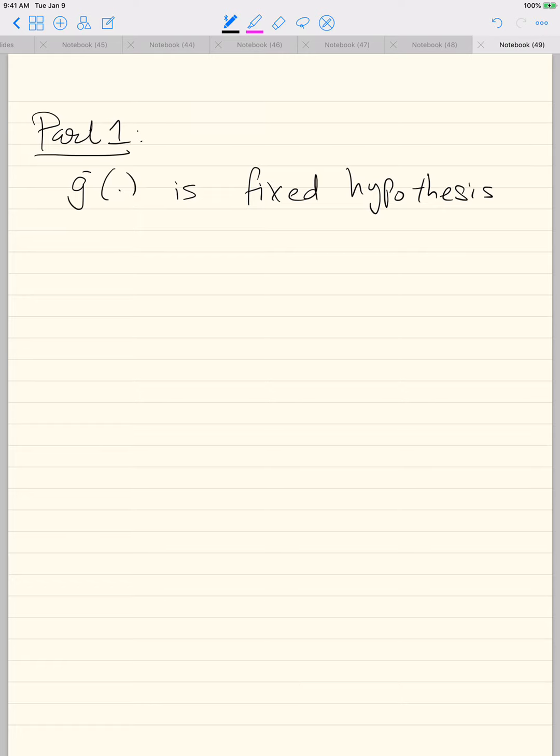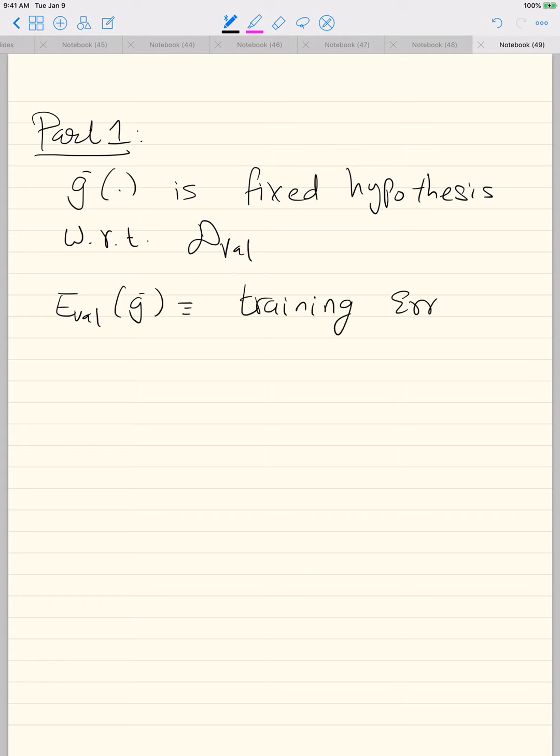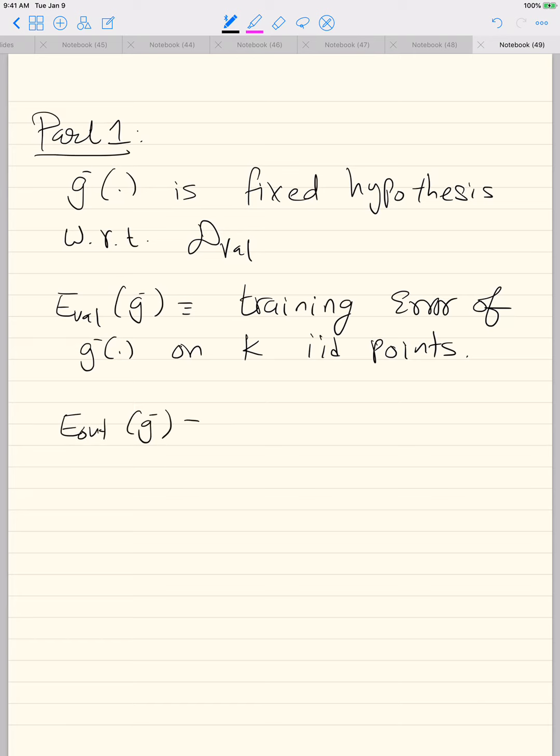So for part 1, G minus is a fixed hypothesis with respect to D val, which is like k samples that are IID from the same distribution as the training data. E val of G minus is like the training error of G minus on k IID points. Okay? E out of G minus is basically the test error on a fresh sample.